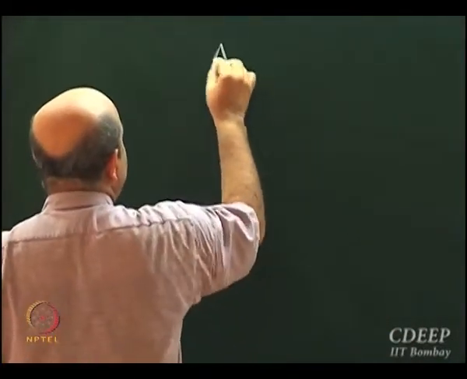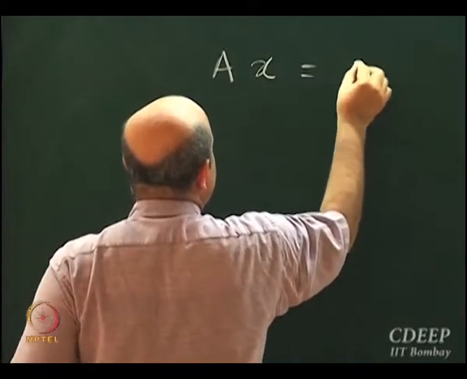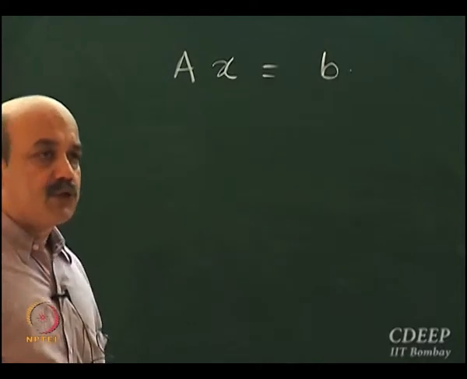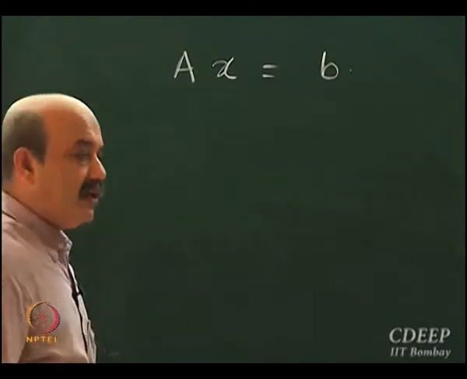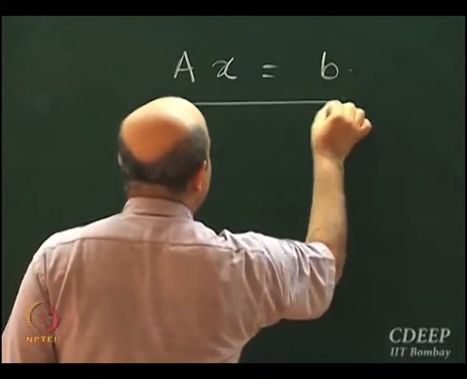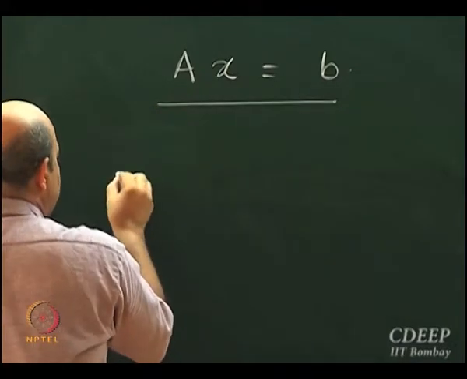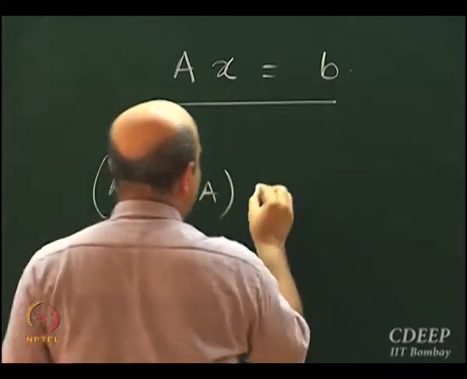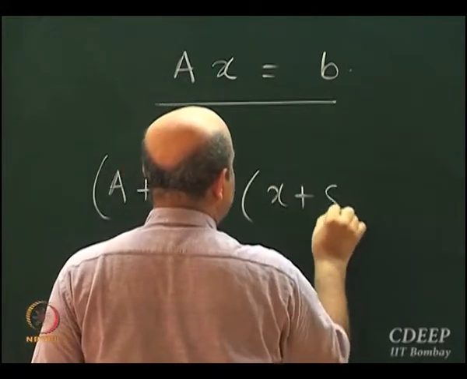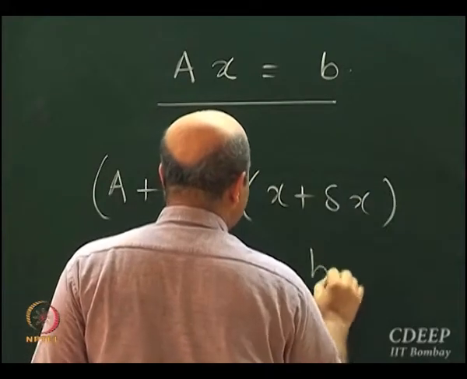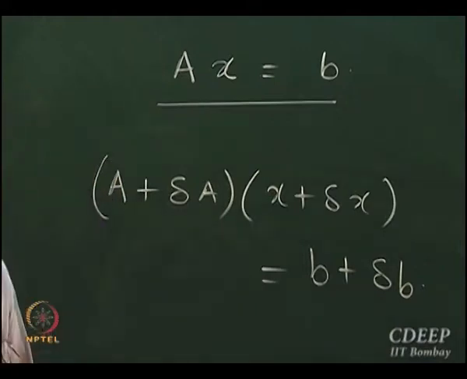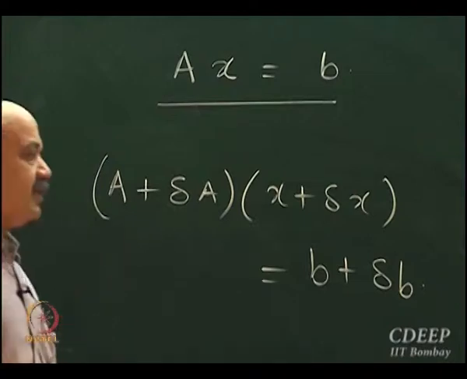So we are looking at solutions of Ax equal to b, and as I told you, invariably when you solve a problem using a computer, you never solve this original problem. We always solve a problem which is A plus delta A, x plus delta x is equal to b plus delta b. We can never solve the original problem except for some very simple systems.